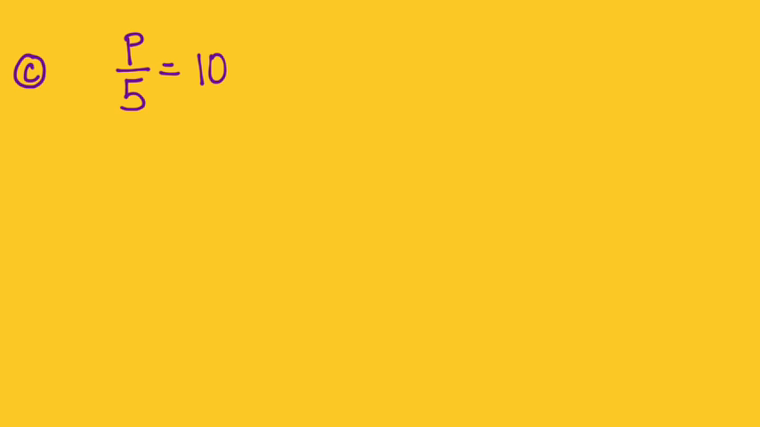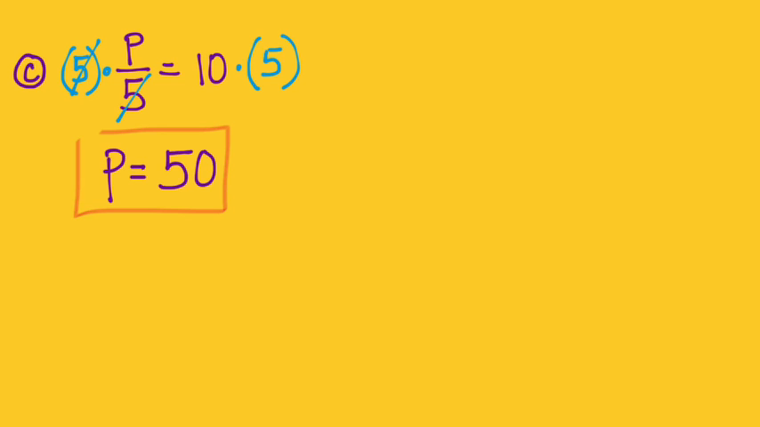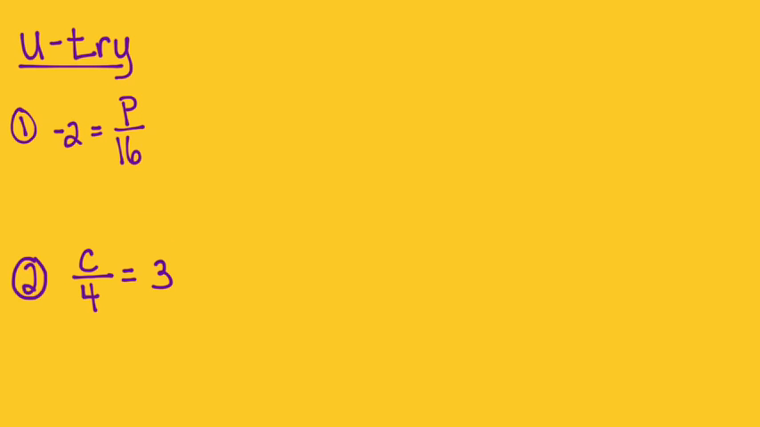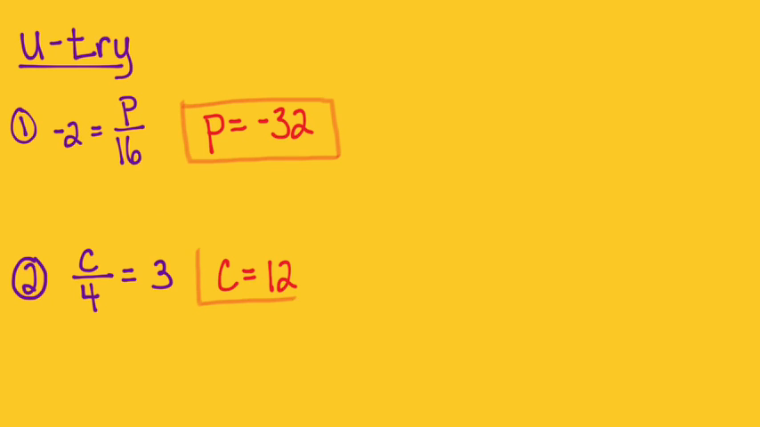Go ahead and try this one and see how you do. All right, so let's see. You should have multiplied both sides by 5, getting p equals 50. We have 2 you tries. Go ahead and pause the video here and give them a whirl. Okay, go ahead and check your work. You should have gotten p equals -32, and c equals 12.